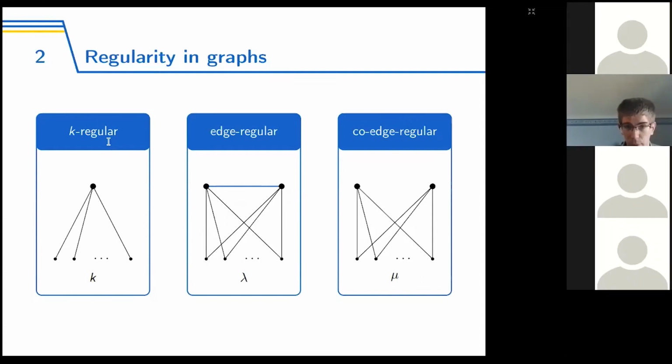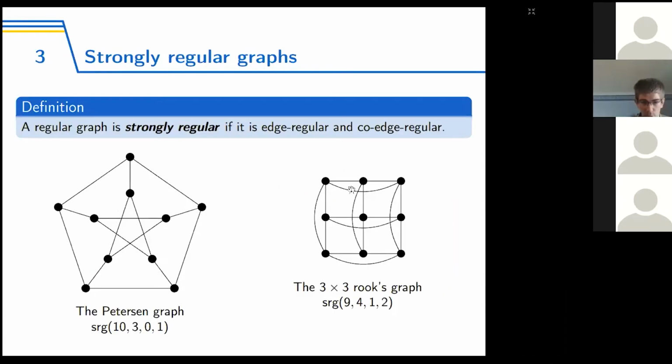I start with regularity in graphs. We have k-regular graphs when each vertex is connected to k other vertices. A graph is edge-regular if every two adjacent vertices have lambda common neighbors, and if the same holds for two non-adjacent vertices, they are co-edge regular. This is very important because we can define strongly regular graphs, which are regular, edge-regular, and co-edge regular.